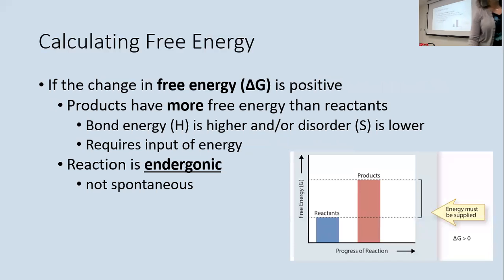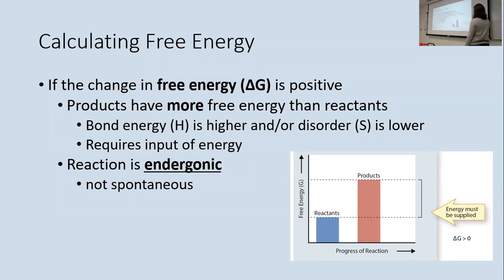Cool. So if it's positive, right? If this is my ending free energy and I subtract my beginning free energy and the number is positive, then the products have more free energy than the reactants. This means that in my products, the bond energy is higher, or maybe the disorder is lower. This is more organized, it's holding more energy. But it also means that to get from the reactants to the products, we need an input of energy. It's an uphill reaction to get from one side to the other.